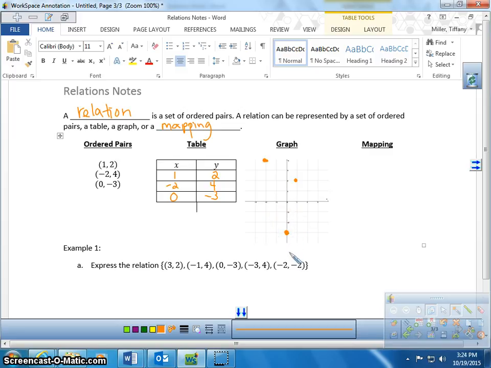I'm not going to connect these points. I'm going to keep them independent from each other. I'm not going to make a line or a curve because this is just a set or a list of ordered pairs. Doesn't mean they make a line.